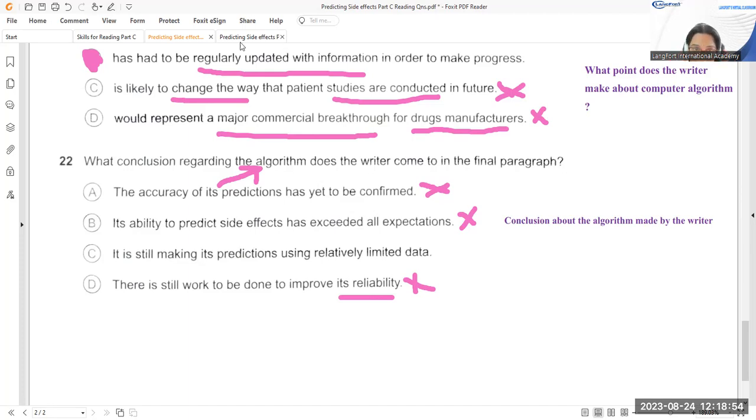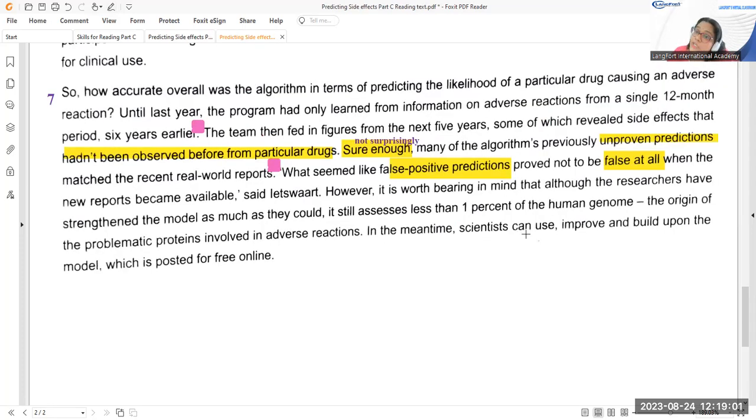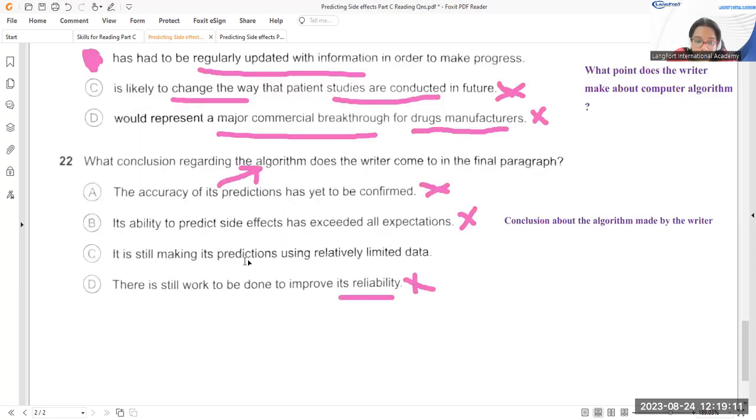Okay, that's the paragraph. So please pay close attention here. D is not the answer. Last sentence, have they talked about we need to do, the scientists can use, improve and build upon it for it to be trusted? No, we just need to keep working on this model. That's it. They have not said we need to work on it more in order to improve its trustworthiness. No. Answer is C.